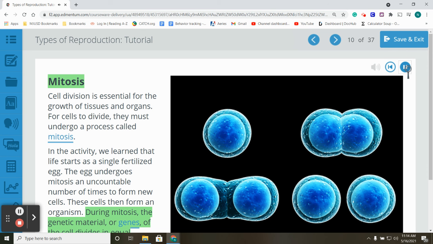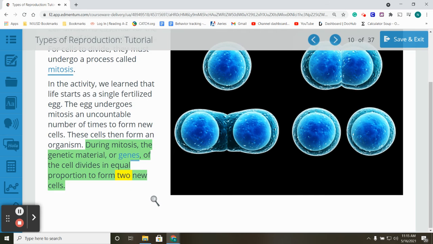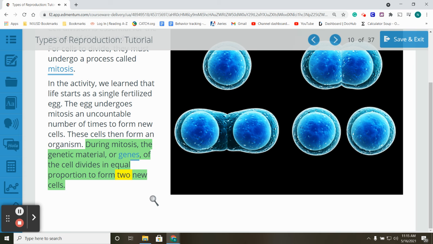Mitosis. Cell division is essential for the growth of tissues and organs. For cells to divide, they must undergo a process called mitosis. In the activity, we learn that life starts as a single fertilized egg. The egg undergoes mitosis an uncountable number of times to form new cells. These cells then form an organism. During mitosis, the genetic material, or genes, of the cell divides in equal proportion to form two new cells.